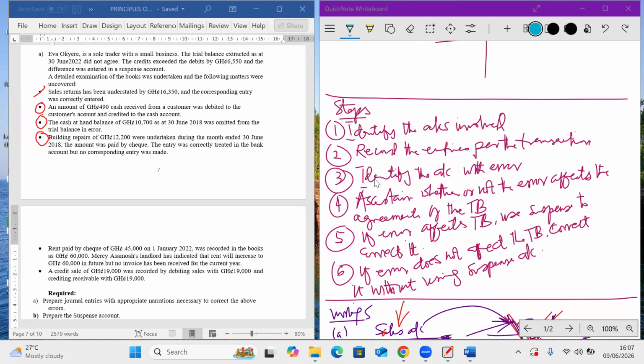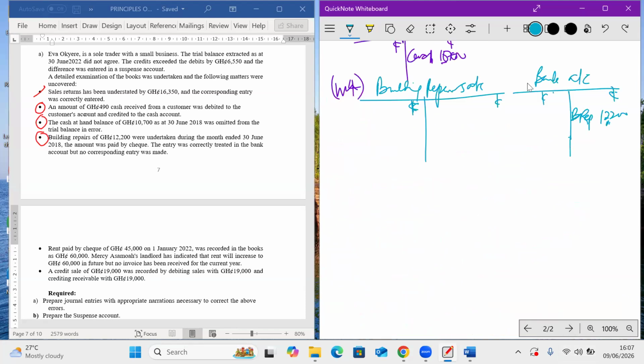No. First, we have to identify the account. We've recorded the entries per the transaction. Identify three: identify the account with error. That's the third one. So between the bank and the building repairs, which account has the error? Building repairs. Why does the building repairs have the error?